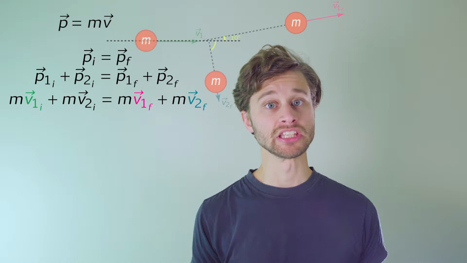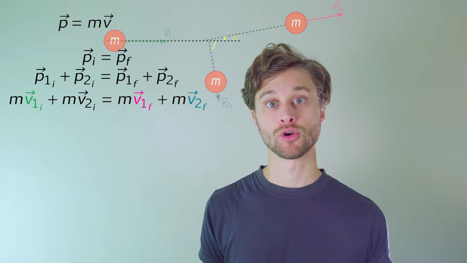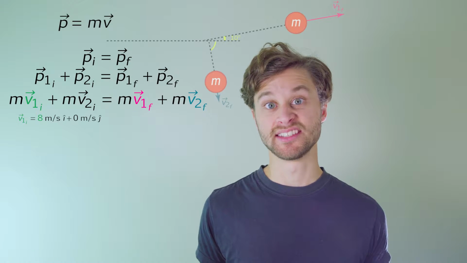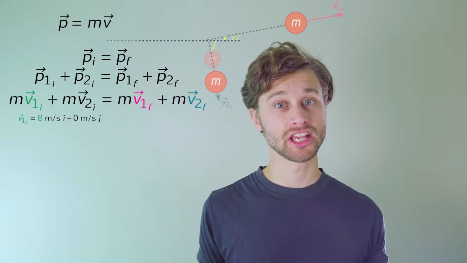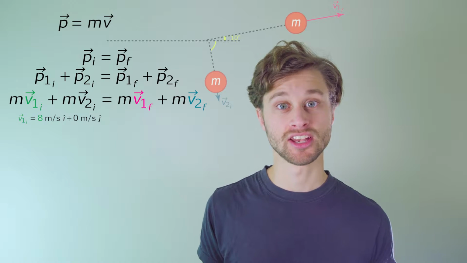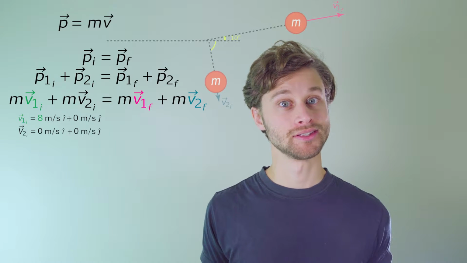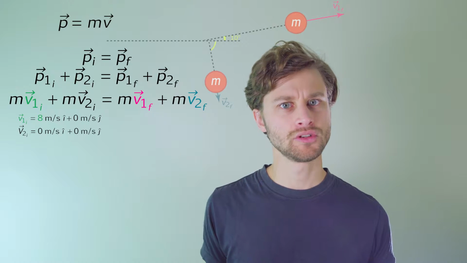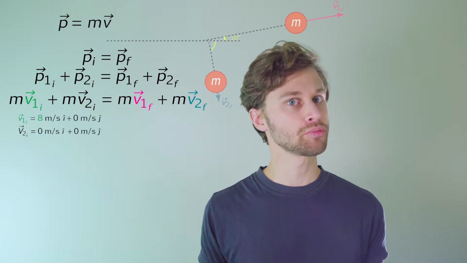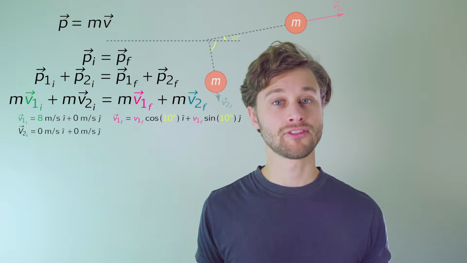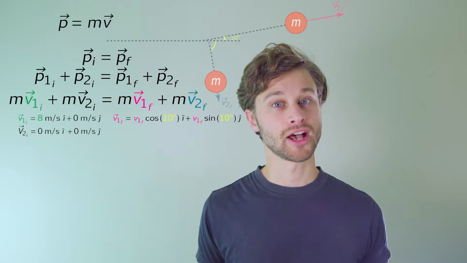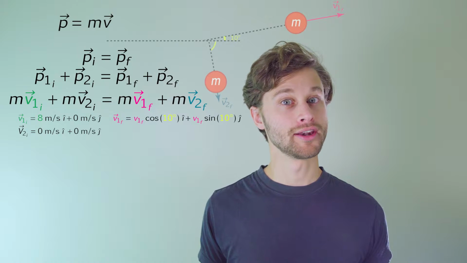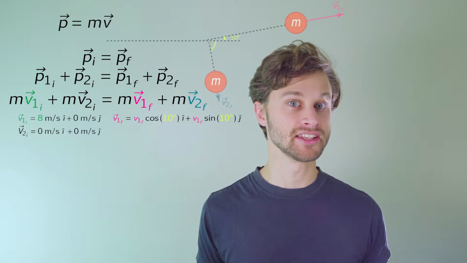Initially, I know puck 1 is moving at 8 meters per second in the horizontal direction, so I can describe this vector as 8 i-hat plus 0 j-hat. Puck 2 is initially at rest, so its initial velocity is just 0 i-hat plus 0 j-hat. Now let's look at the final velocities. I don't know the magnitude of this velocity yet, but I can still break it up into components. So V1 final is equal to V1 final cosine 10 degrees i-hat plus V1 final sine of 10 degrees j-hat.